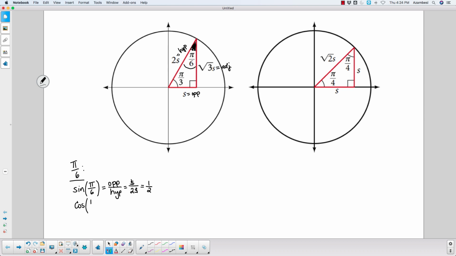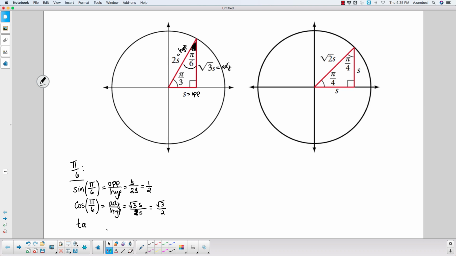For cosine of pi over 6, it's the adjacent over the hypotenuse. Adjacent side is the square root of 3s. Hypotenuse is 2s. Simplifying the s's out, you get the square root of 3 over 2. Later on, when you're working with the unit circle, you will notice that the 1/2 and square root of 3 over 2 values always seem to go together, and they will.